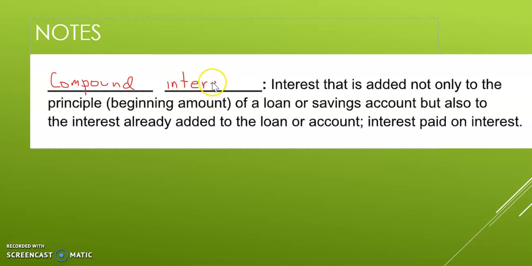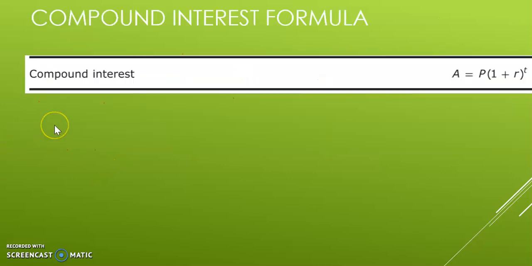This will have some of the same variables as simple interest. It will also have a couple of different variables. So the compound interest formula is A equals P times 1 plus R to the T. And notice that the T is an exponent. On simple interest, the T was a multiplier. On compound interest, the T is an exponent. That is going to be a huge difference.